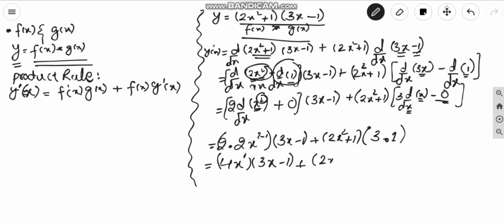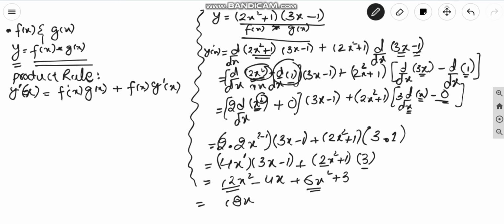Now 3 1s are 3. Now multiply to make it simpler. 4 3s are 12x square minus 4x plus 3 2s are 6x square plus 3. 12x square plus 6x square is 18x square minus 4x plus 3. This is the derivative of your given function. In this way we can find out the derivative of the product of any two functions.